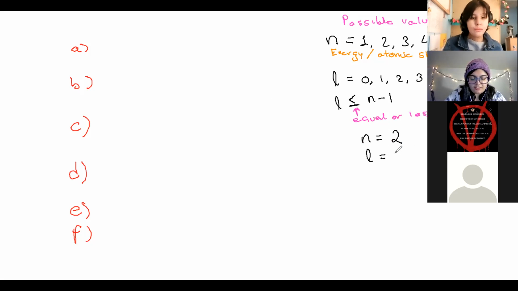1 and what else? 0, right? So you could have either, so this 1, what shape does it represent? What kind of orbitals do these represent? P orbitals, and 0? S, right? So you can have either P or S orbitals if you have an n equals 2. So just keep that in mind.